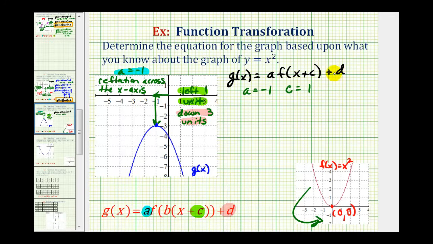The sign of d tends to be more intuitive. If d is positive, the graph is shifted up. If d is negative, the graph is shifted down. So in this case, because we have a shift of down 3 units, d is equal to -3.